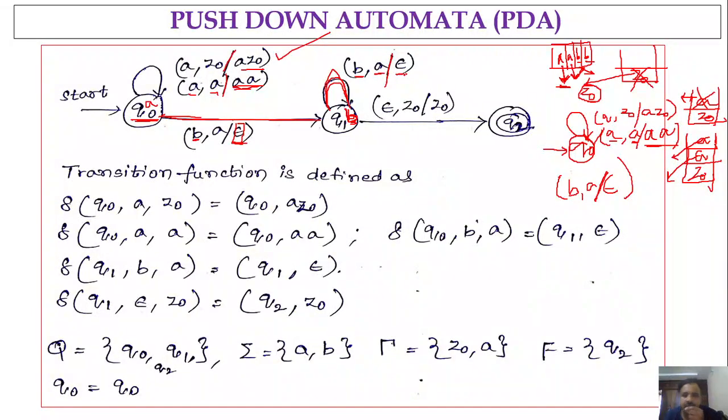So on seeing B, what are you doing? We are popping A, and we are not pushing anything. So that's why we are writing slash epsilon. Okay. So we will be in Q1 as long as we get B as input and the top of the stack is A, and we are going to push nothing onto the stack. That's why epsilon. Right.